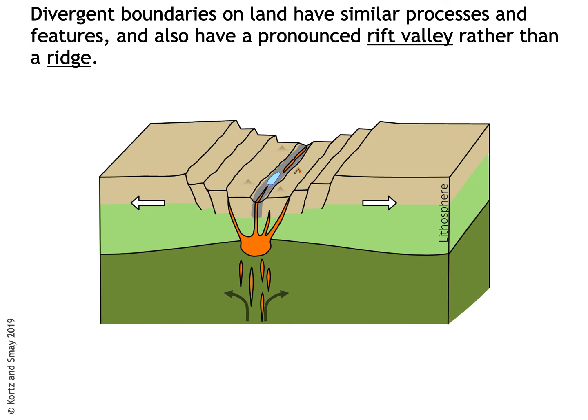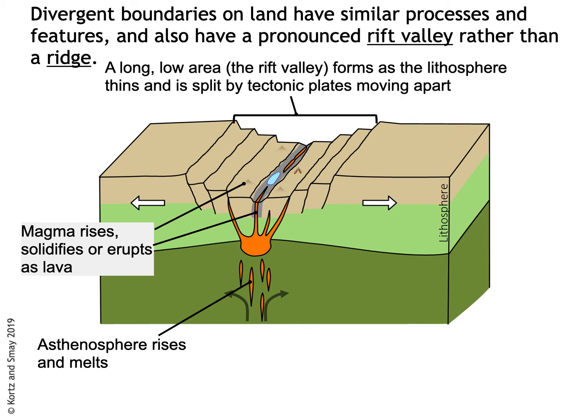So let's now compare what we've learned about divergent boundaries in the ocean, or oceanic divergent boundaries, to divergent boundaries occurring in the middle of continents. So divergent boundaries on land, similar processes and features. One thing that is present here on land that will not be present if you're in the ocean is, instead of a mid-ocean ridge, we have a rift valley. So a long, low area that forms as the lithosphere thins and is split apart. Basically, we go from one plate turning into two plates and moving apart from each other. And as that occurs, the lithosphere gets very thin.